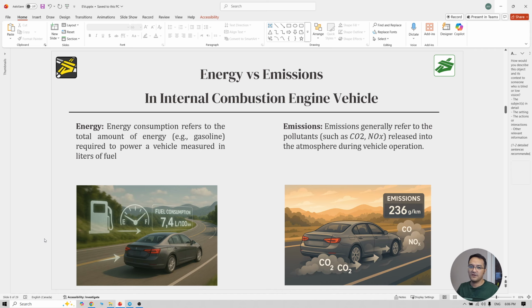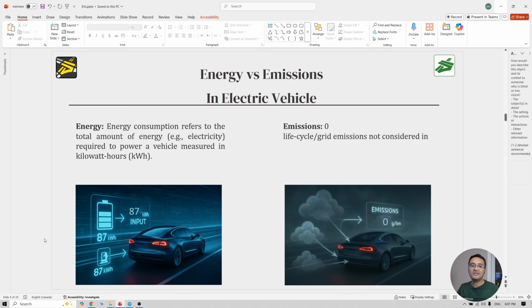I divided this into two parts. On the left side, you can see the energy. The energy consumption refers to the total amount of energy, like gasoline, or petrol as they say in Europe. And we also have emissions, like CO₂ or NOx. But in electric vehicles, we don't have emissions, right?